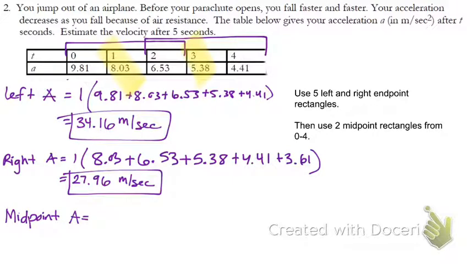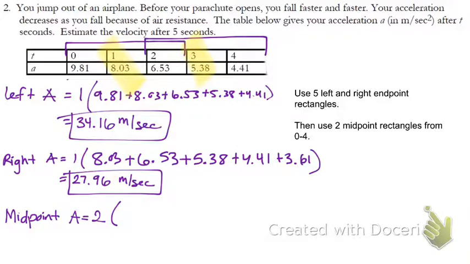Now, on these previous cases, because we had 4 rectangles, each one had a base of 1. But in this case, because we only have 2 rectangles and we look at their bases, the length from 0 to 2, and then again from 2 to 4, is actually a length of 2. So notice that my base is no longer going to be 1. Now my base is going to be 2.